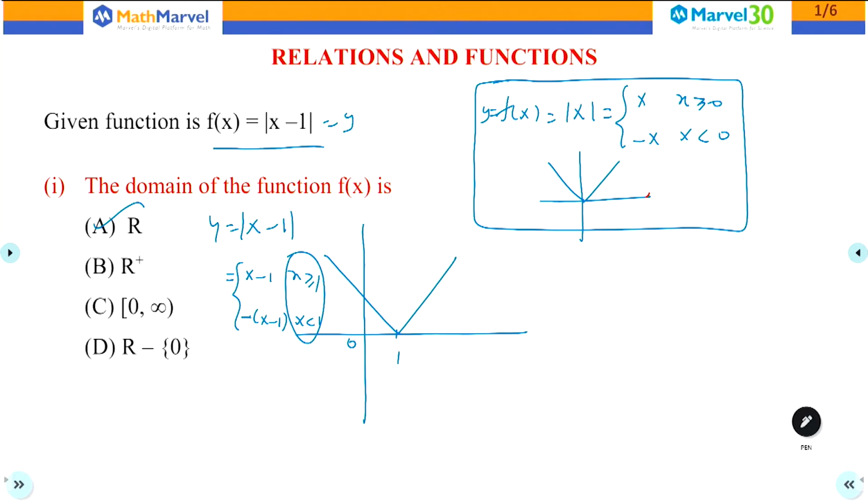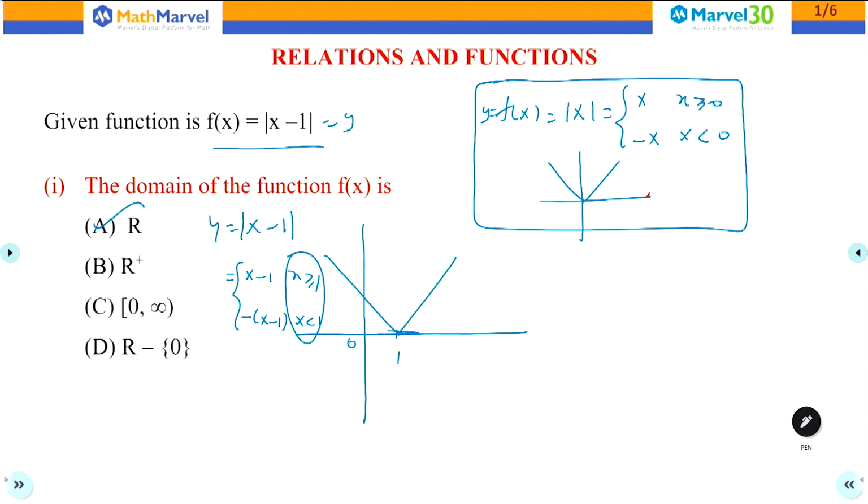Next, how to find the range? Domain is very simple: the horizontal length of a curve. The end point on the left side is minus infinity and on the right side is plus infinity, and hence it is R. And the next question is range. Range is the vertical length of the diagram. What is the vertical length? The lower point is y equal to 0 and the upper value is infinity.